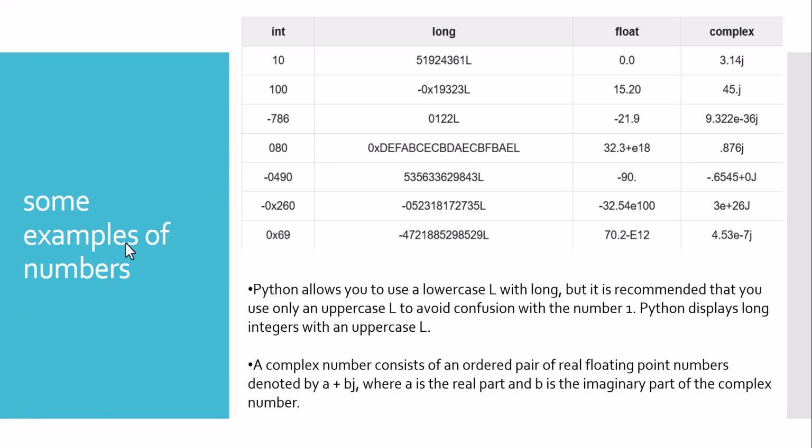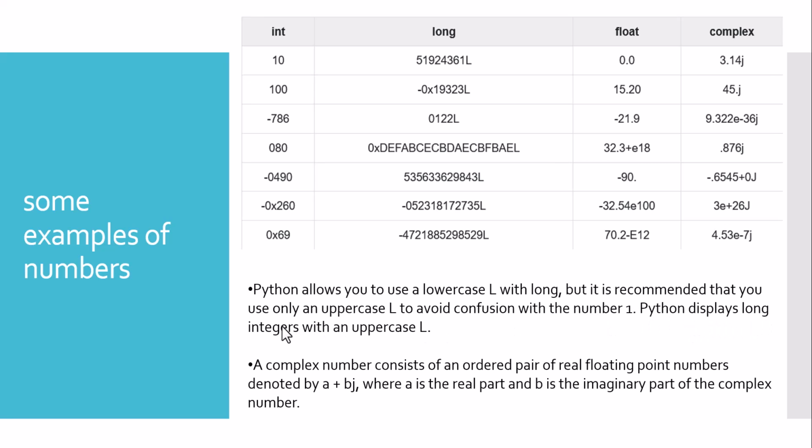You can see some examples here: int, long, float, complex. These are the integers, and these are the longs, where the l at the end is used because it is long. For float, you can represent it with the help of the point or with the help of the E. Complex means a real number plus an imaginary number. Python allows you to use a lowercase l with long, but it is recommended that you use the uppercase L to avoid confusion with the number 1.